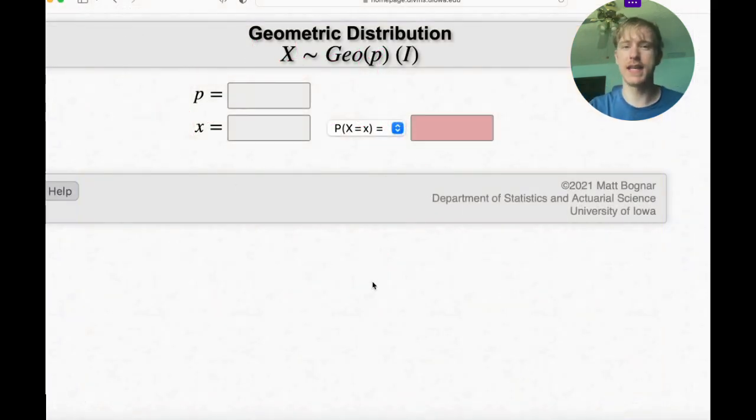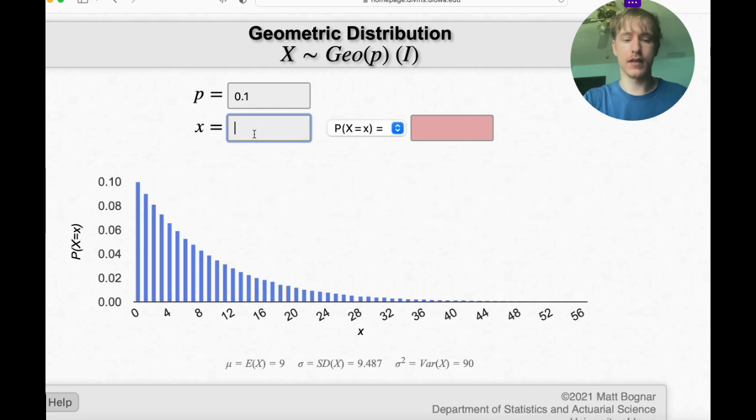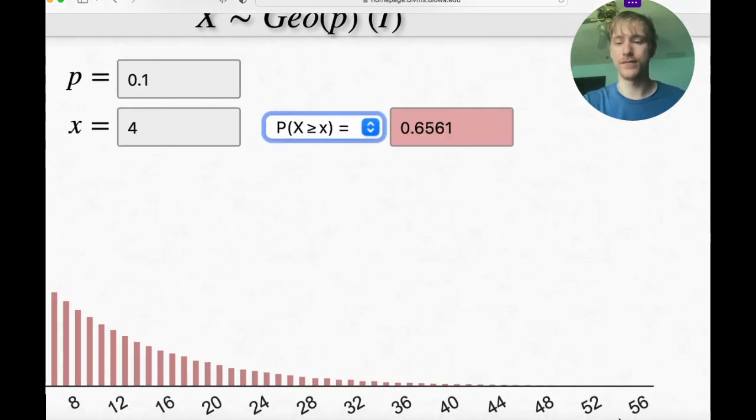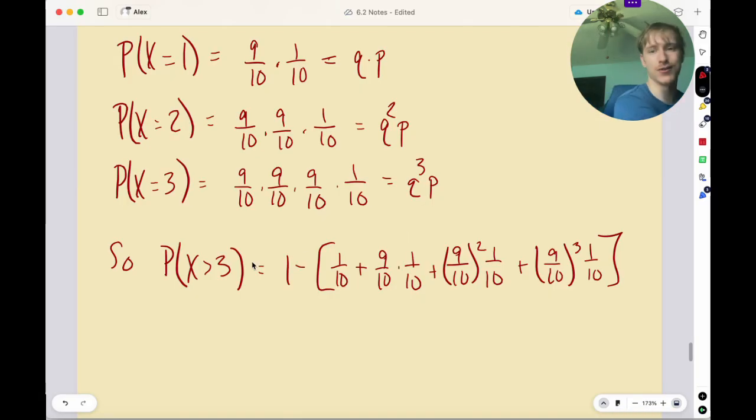Okay, so StatTrek actually didn't have a geometric distribution, so I found this one. Credit goes to Matt Bognar from the University of Iowa. So what's the probability of success? The probability of success was 0.1, but we wanted there to be at least 3 non-zero digits before a 0. Okay, so they only have greater than or equal to, so that's x is greater than or equal to, say, 4. And we get our answer of 0.6561, which is exactly what you would get if you type that in your calculator. So we get 0.6561.